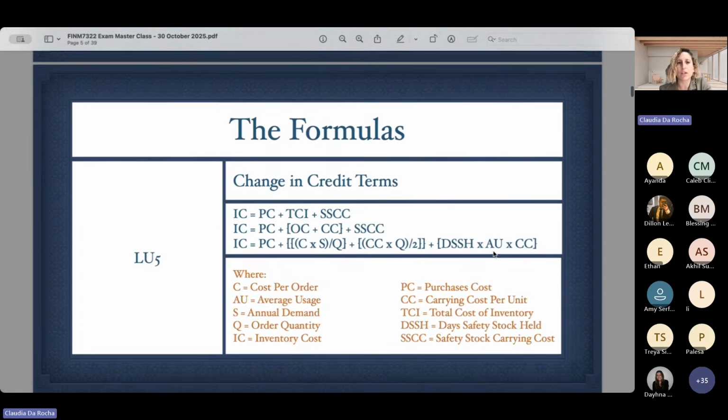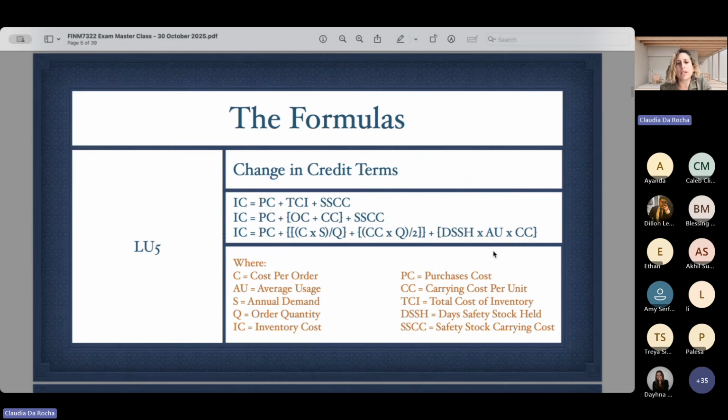Okay, so this formula is not structured like this in the textbook. There isn't a formula written in the textbook that says purchase cost. There is a formula, however, that covers total cost of inventory. That formula is on page, I'll just double check now, it's on page 115 of your textbook, because it was part of Learning Unit 4.